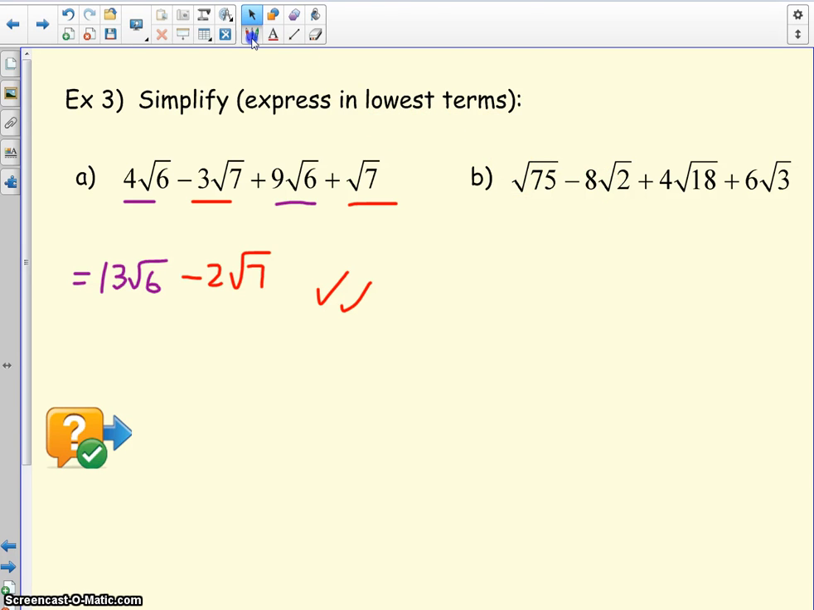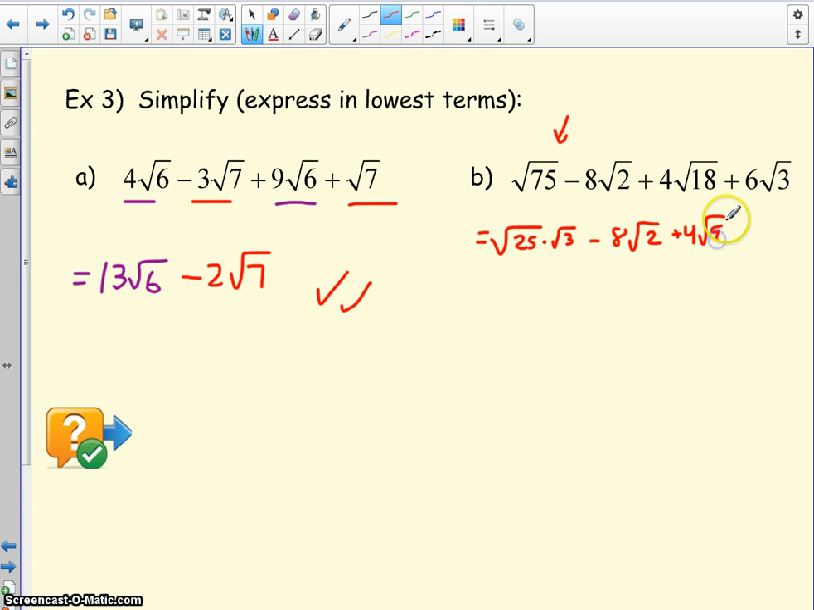So root 75, if you picture a perfect square that comes out of root 75, well, 25 goes into 75, so it's the same thing as root 25 times root 3, because 25 times 3 gives you 75. So I'm going to get minus 8 root 2. 2 doesn't break down any further. 18 has a perfect square of 9 inside of it, so I'm going to get plus 4 root 9, and 9 times 2 gives me 18, so root 9 root 2, and again my plus 6 root 3. So I can actually simplify this down a little bit further to eventually get like radicands to simplify with.